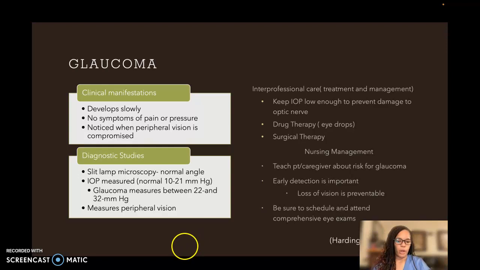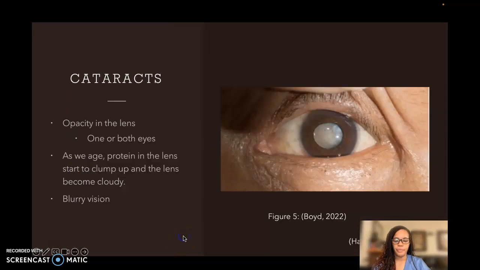Nursing management for glaucoma: teach the patient and caregiver about risks for glaucoma. Early detection is so important. Loss of vision is preventable if detected early. And be sure to schedule and attend comprehensive eye exams. It's very important to encourage patients to get those comprehensive eye exams scheduled at least once a year.